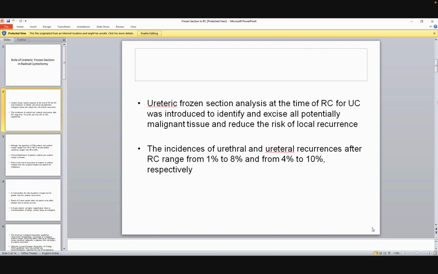Ureteric frozen section analysis at the time of radical cystectomy for urothelial cancer was introduced to identify and excise all potentially malignant tissue and reduce the risk of local recurrence. The incidence of urethral and ureteral recurrence after radical cystectomy ranges from 1 to 8% and from 4 to 10% respectively.